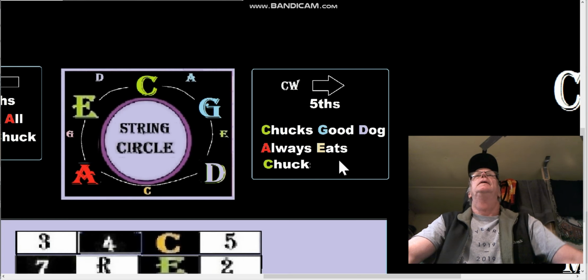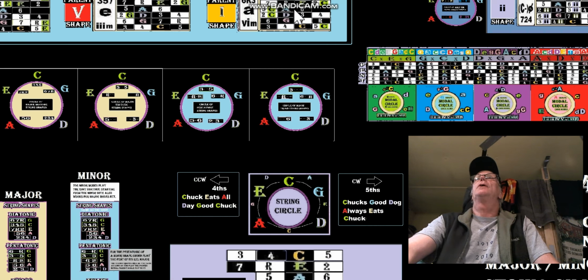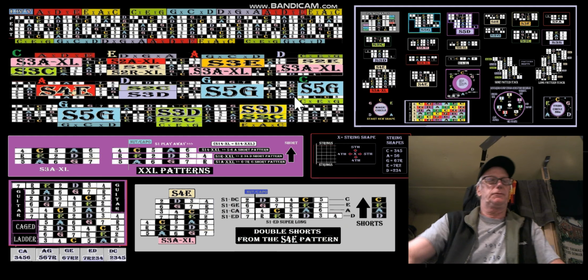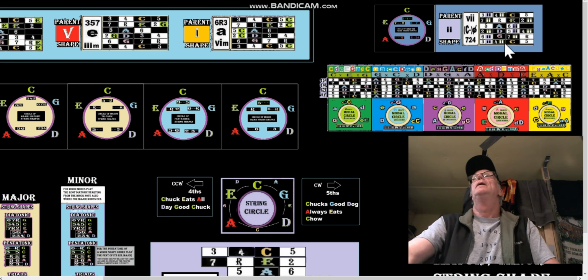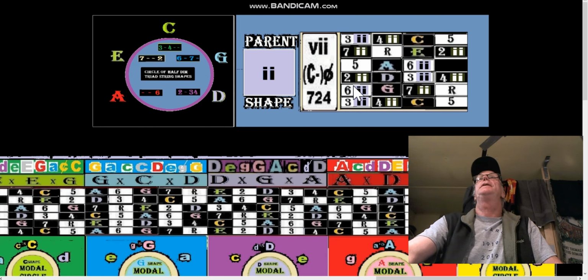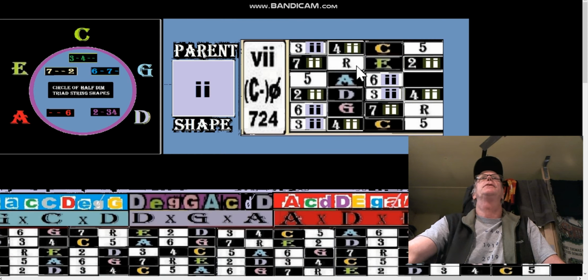And voila. Okay, so we're talking about the half diminished. We were talking about the half diminished. I think we've changed chart. So what I've got here is the new stuff. This is it. This is the good stuff.